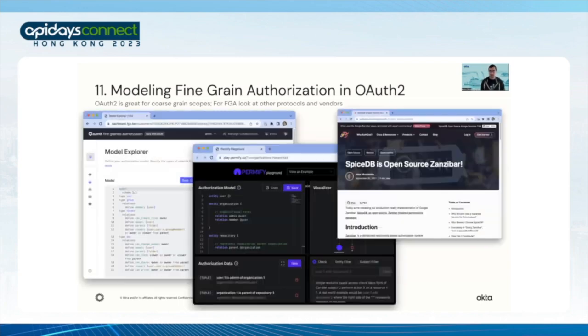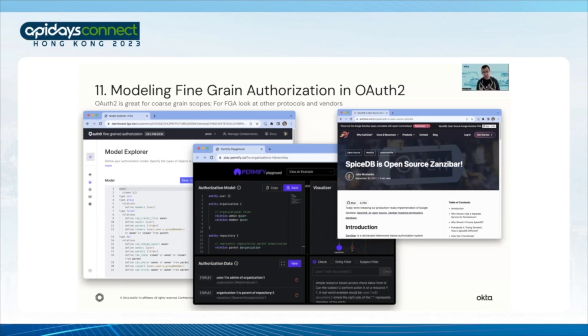There are many, I put three, but if you do a search, you will see many libraries and vendors out there. Here at Okta Auth0, we have Fine Grained Authorization, which is now generally available, and there are others like SpiceDB from AuthZed and many others that you can use for fine-grained authorization.